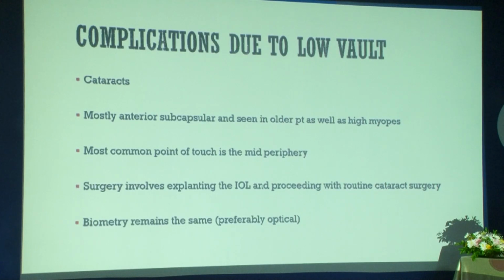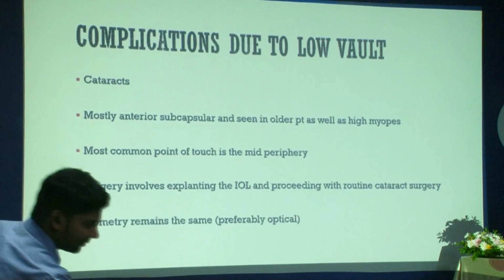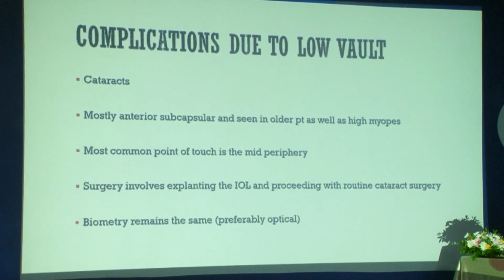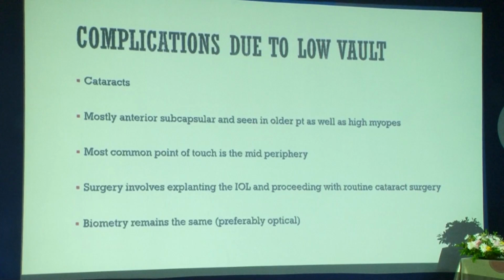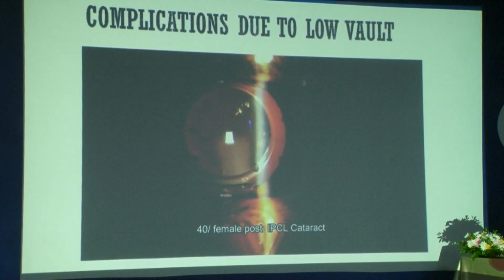This is the big one, cataracts. That's the end of the game for anyone who's going for phakic IOL. And mostly, like Mukesh said, they're anterior subcapsular, but surprisingly, they don't happen right in the center. They happen in the paracentral areas, because that's where the ICL and IPCL is the closest to the lens. So the typical cataract that you will get would be right in the paracentral area.